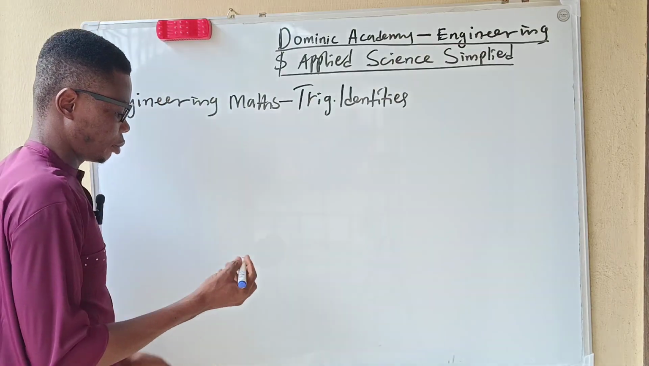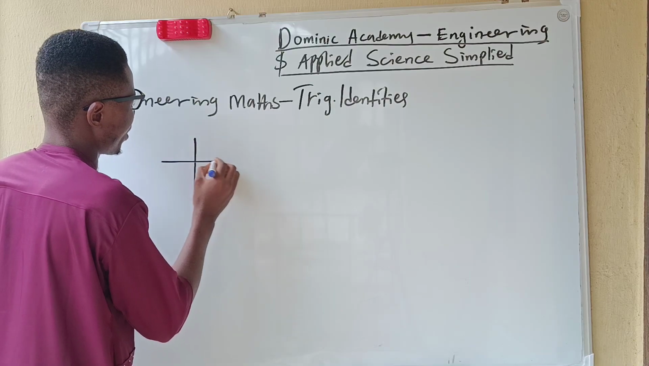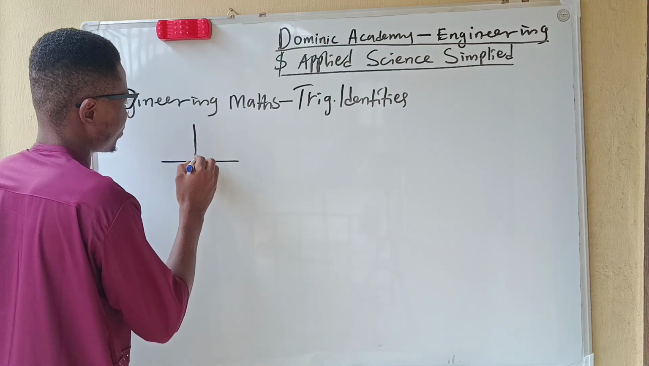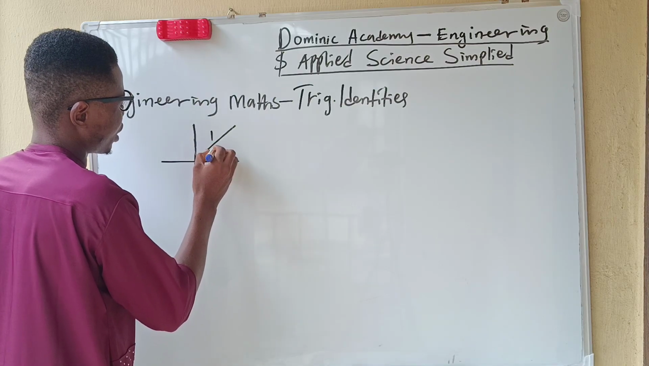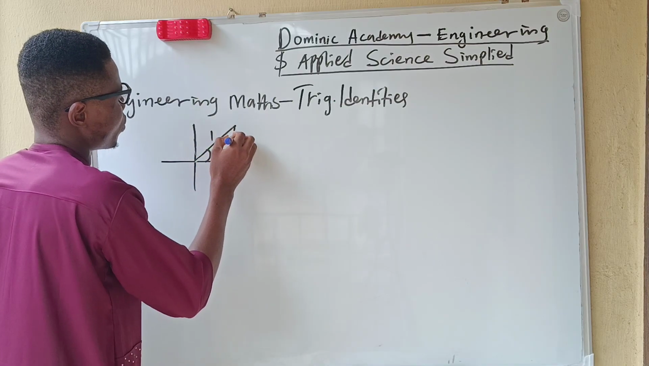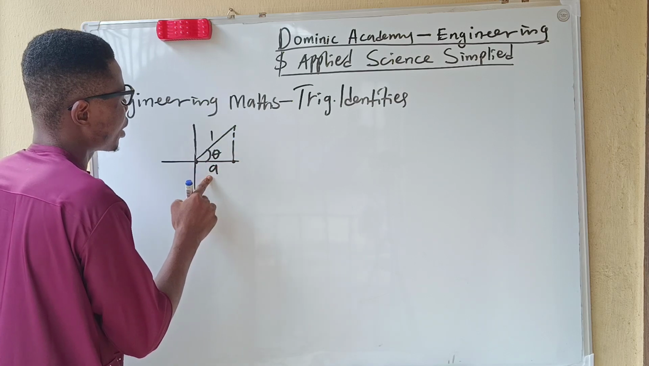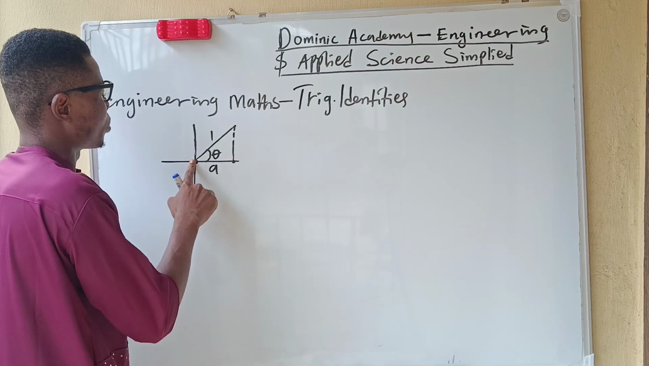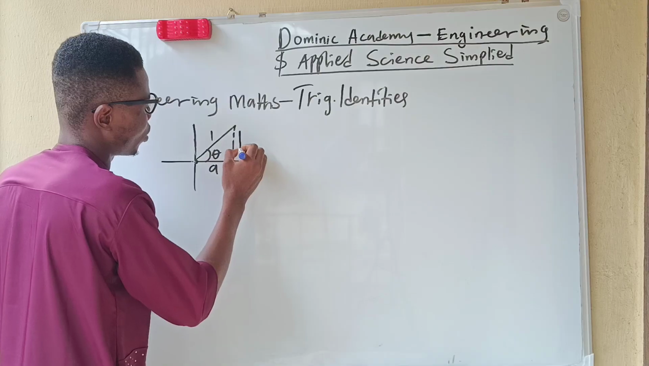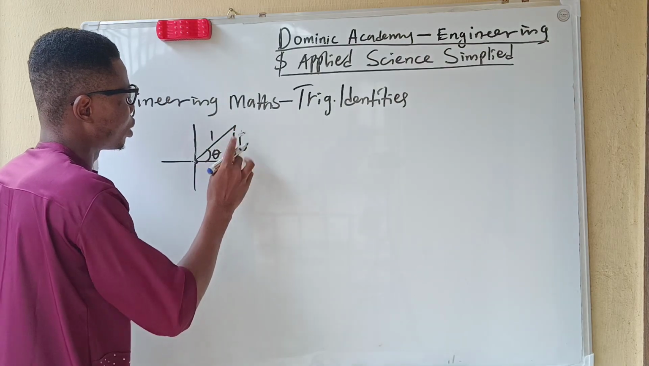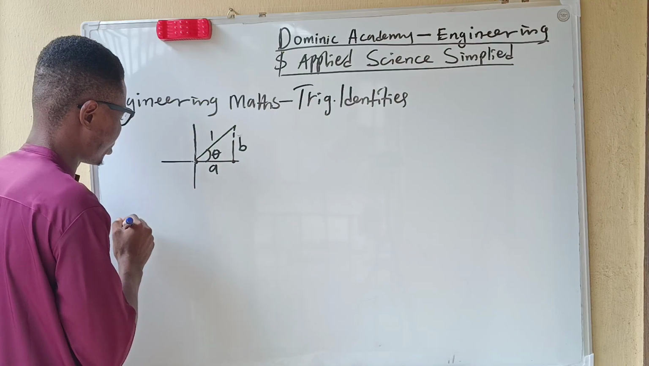So we have, let me use this quadrant. This is a quadrant, and if you move from this point a unit, that is 1, and we have angle theta here. You can call the distance between here and here A, while you move from there to here 1 unit. Then the distance between here and here can be called B, because we don't know that one.